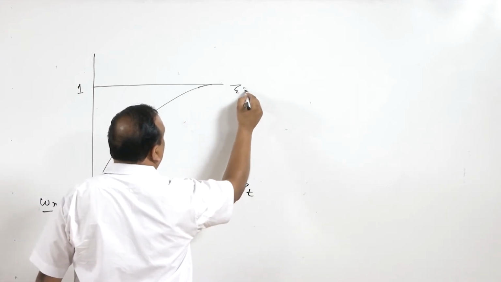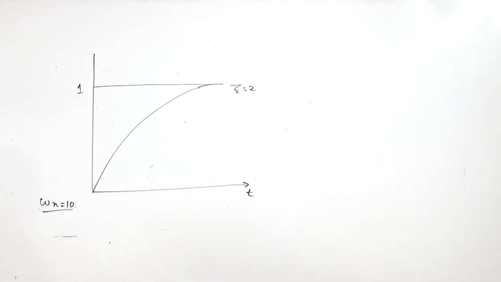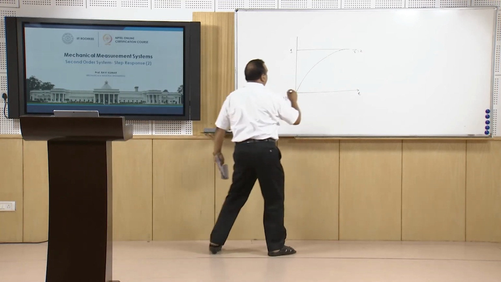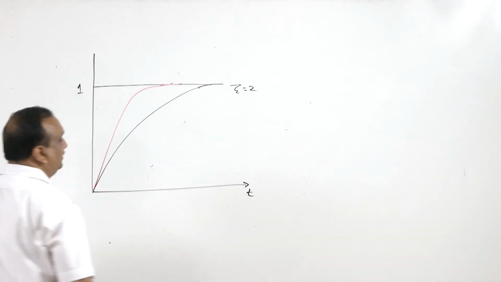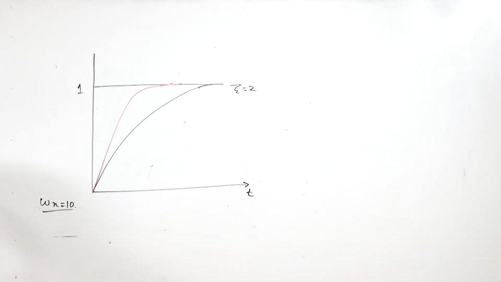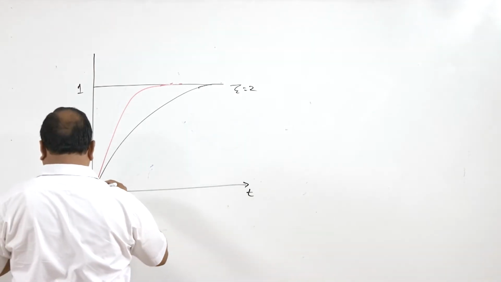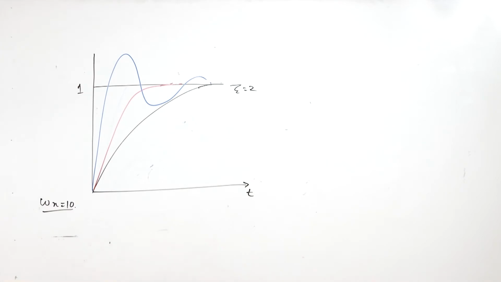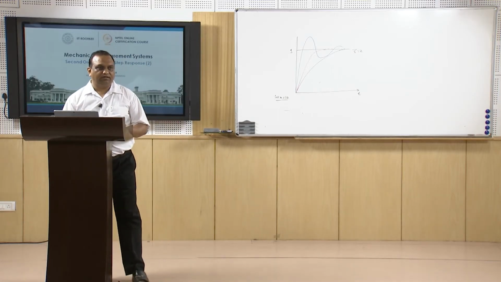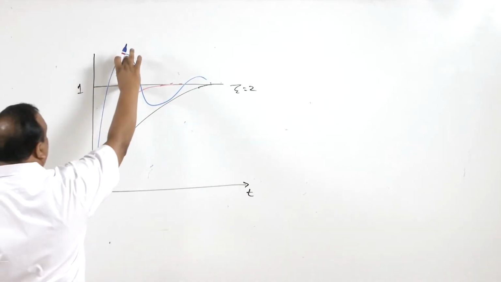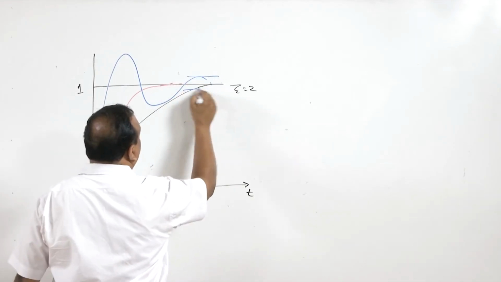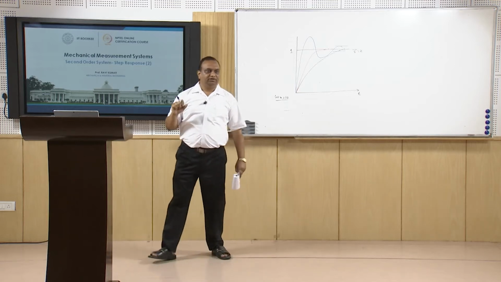That is zeta equal to 2. When we take zeta equal to 1, the response is going to be like this. But when zeta is 0.3, there are going to be vibrations in the output signal. So there is going to be overshoot. This is known as overshoot, right? And then after a certain time interval, it will get settled within a particular error band, maybe 5% or 10%.